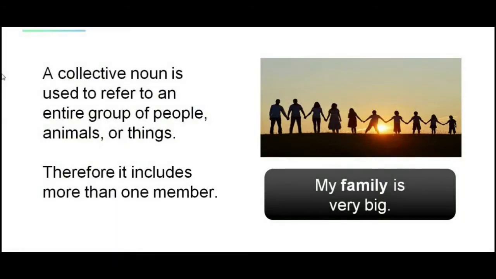Now, a collective noun is used to refer to an entire group of people, animals, or things. Therefore, it includes more than one member. Have a look at the example over here. My family is very big. The word family in this sentence is a collective noun, and it is referring to an entire group of people.